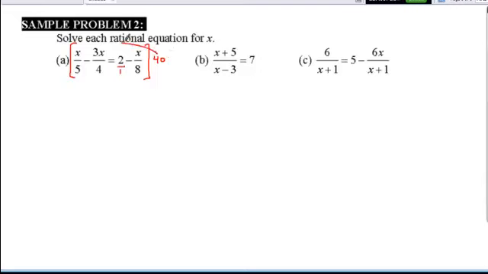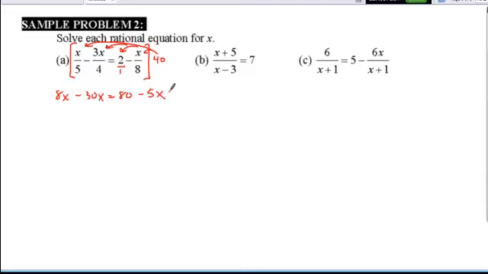So if we multiply every term in this equation by 40, we'll get rid of our fractions completely. So 5 goes into 40 8 times, so you get 8 times this x, minus 4 goes into 40 10 times, you get 3x times 10, or 30x, equals 2 times 40 is 80, and then finally 8 goes into 40 5 times, so you get minus 5 times this numerator x. Okay, so we've gotten rid of our denominator here.